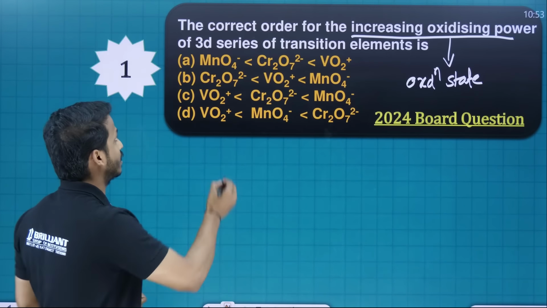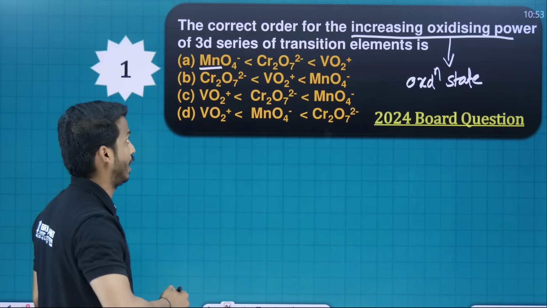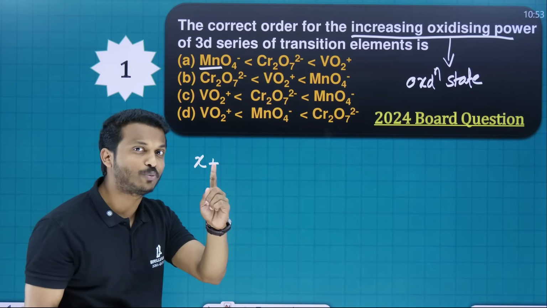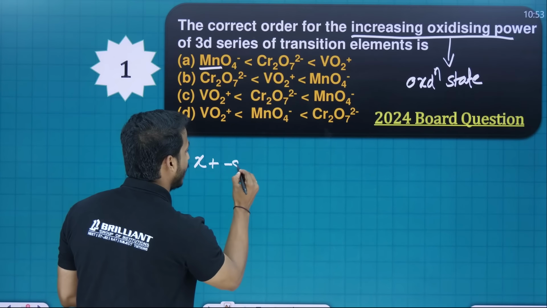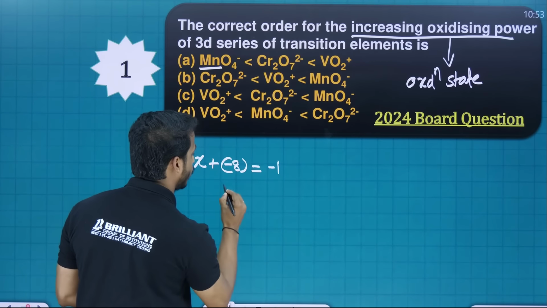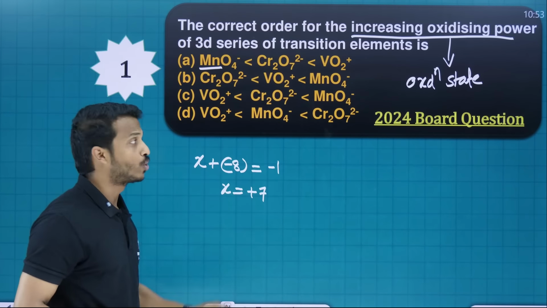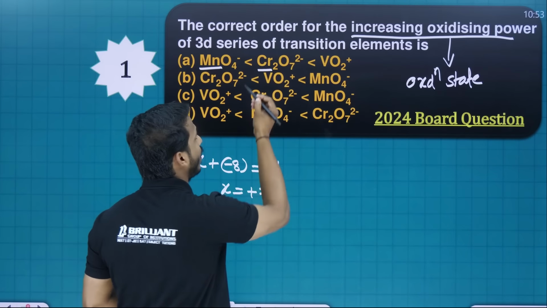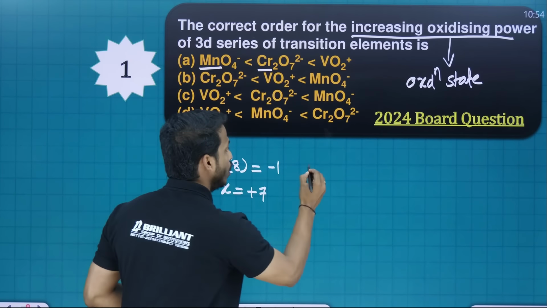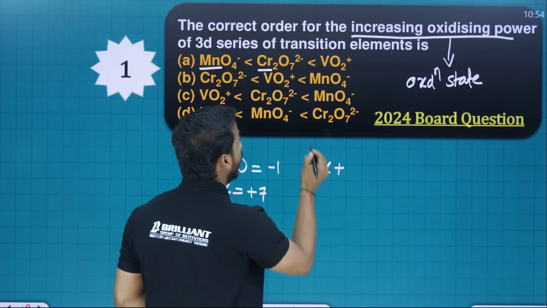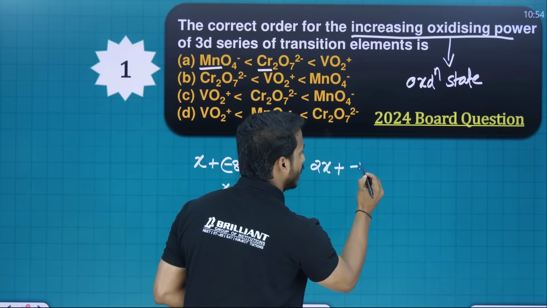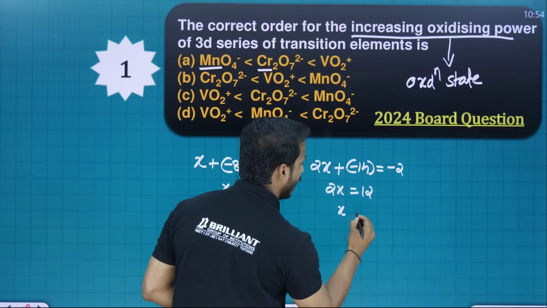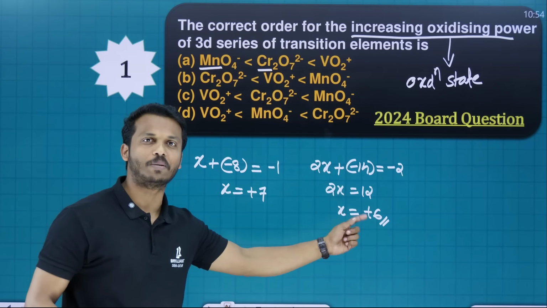So MnO4 minus, let me calculate the oxidation state of Mn. We don't know it directly, let me take it as X. One oxygen charge we know is -2, so 4 oxygen charge is -8 and overall charge is -1, so X equals +7. So in MnO4 minus, Mn is +7. Next, Cr2O7 2 minus. What is the charge of 1 chromium? 2 chromium is there, therefore 2x. 1 oxygen is -2, so 7 oxygen is -14 and overall charge is -2. So 2x equals 12 and x equals +6. Here chromium is in +6.